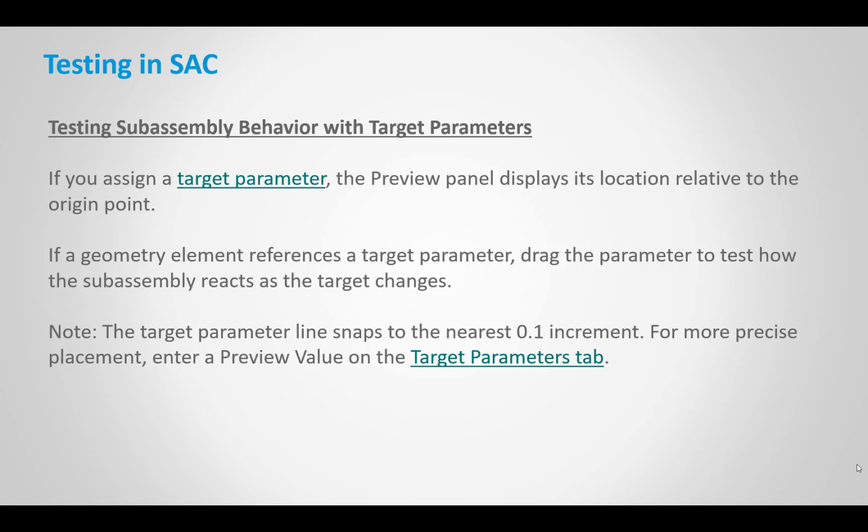A lot of testing. So, testing the subassembly behavior. If you assign a target parameter, the preview panel displays it, kind of as we just mentioned. If the geometry element references a target parameter, you can drag that parameter to test how it reacts. And it does that in the nearest tenth of a foot increment. So you can change that in the preview value on the target parameters tab, but as you're testing and seeing that, you can look at how the behavior acts prior to going to Civil 3D.